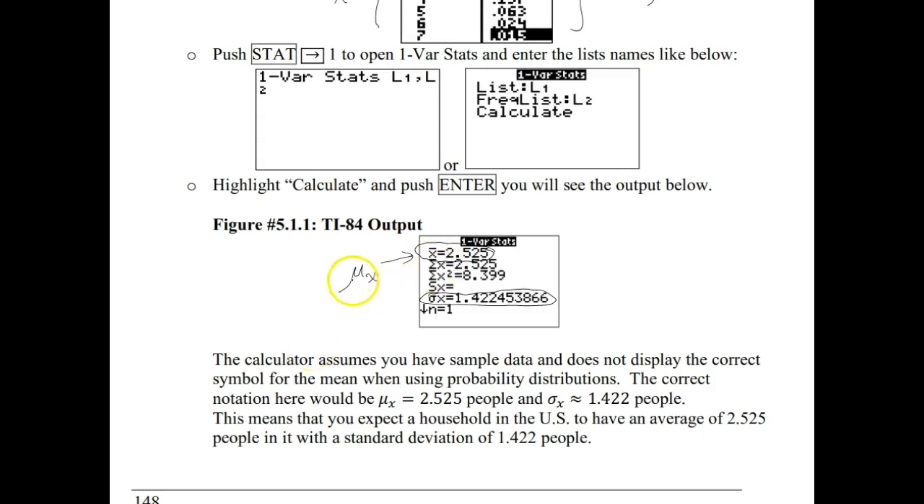So again, if we're dealing with population data or probability distributions, we're going to take the value that's next to the symbol x bar, but we're not going to use the symbol x bar. We're going to use the symbol mu sub x. So again, we got the same values that we got using StatCrunch. So again, this means that we expect a household in the U.S. to have an average of 2.525 people in it with a standard deviation of 1.422 people.